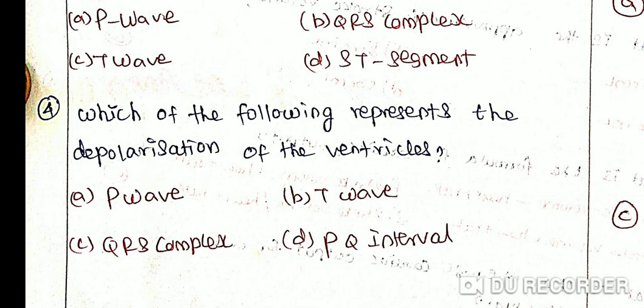Which of the following represent depolarization of the ventricles? Option A P wave, option B T wave, option C QRS complex, option D PQ interval. The correct answer is option C, QRS complex. The QRS complex represents the depolarization of the ventricles, which initiates the ventricular contraction. The contraction starts shortly after Q and marks the beginning of the systole.